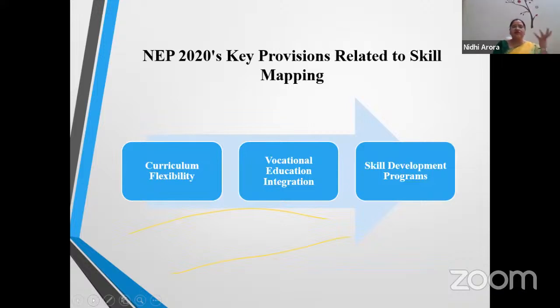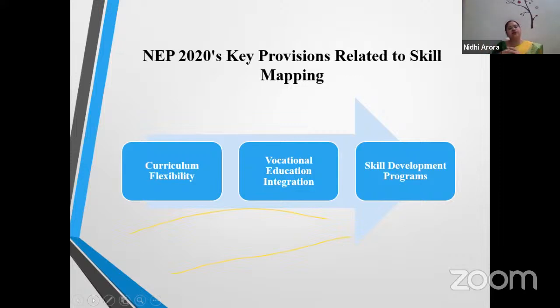NEP 2020 has key provisions related to skill mapping. First, curriculum flexibility. The NEP encourages flexible curricula that support skill development at different educational levels, facilitating vertical mapping. For vertical mapping, you have to collaborate with the industries or companies to provide those specific hard skills to the students in the form of vocational trainings.